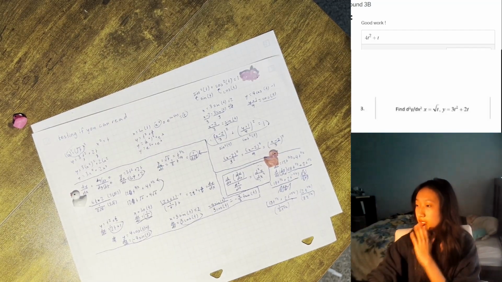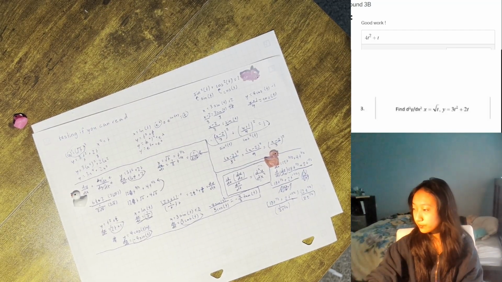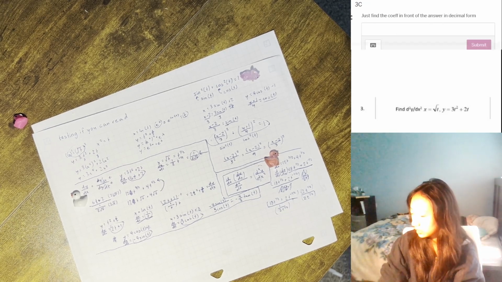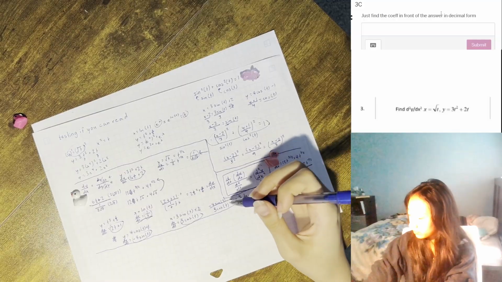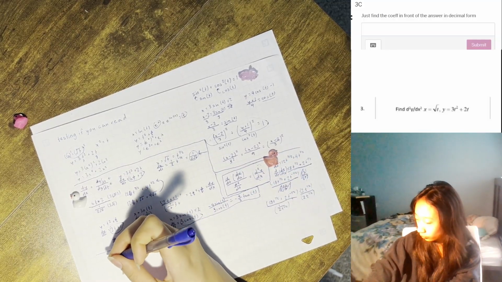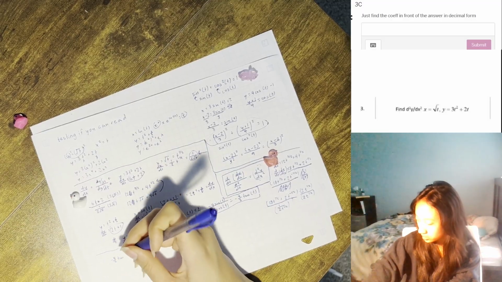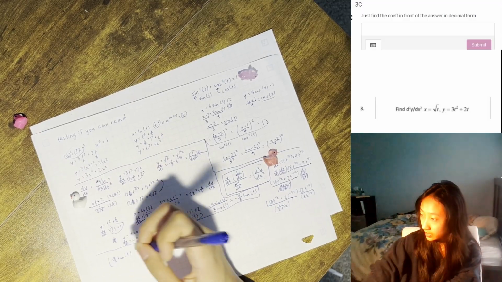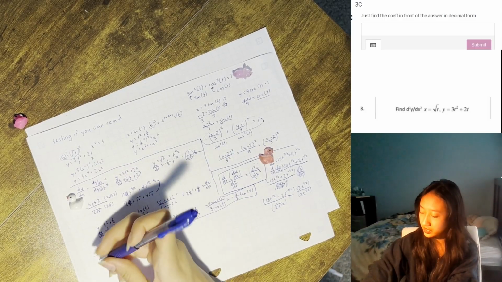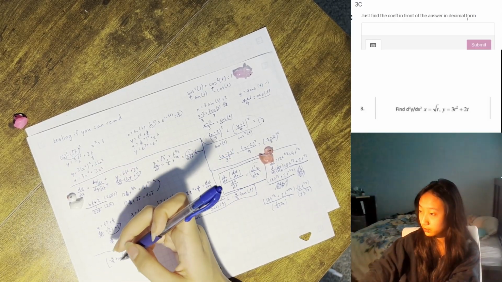Let's move on to 3c. I'm kind of going to glaze over 3c because we already figured out that the derivative, dy over dx, is negative 4/3 tangent of t. It tells us in the Delta Math problem to just find the coefficient, but this is an easy enough problem. I'm just going to solve out the whole thing for us.